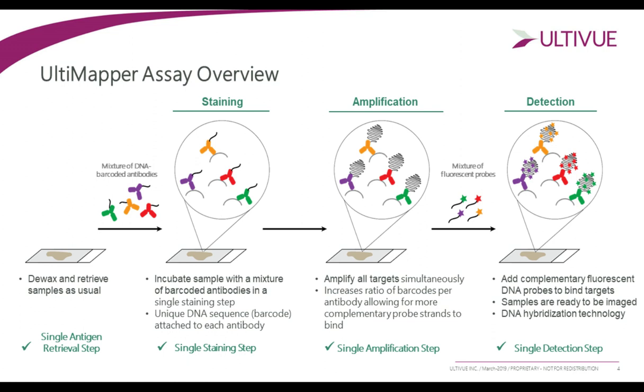Now, taking you into our assay overview of how our technology actually works, please keep in mind that this assay is extremely simple: we do a single antigen retrieval step, a single staining step, a single amplification step, and a single detection step for our standard kits that are commercially available. What we actually do is we have our primary antibodies conjugated to unique DNA barcodes. Each primary antibody has its own unique DNA signature.